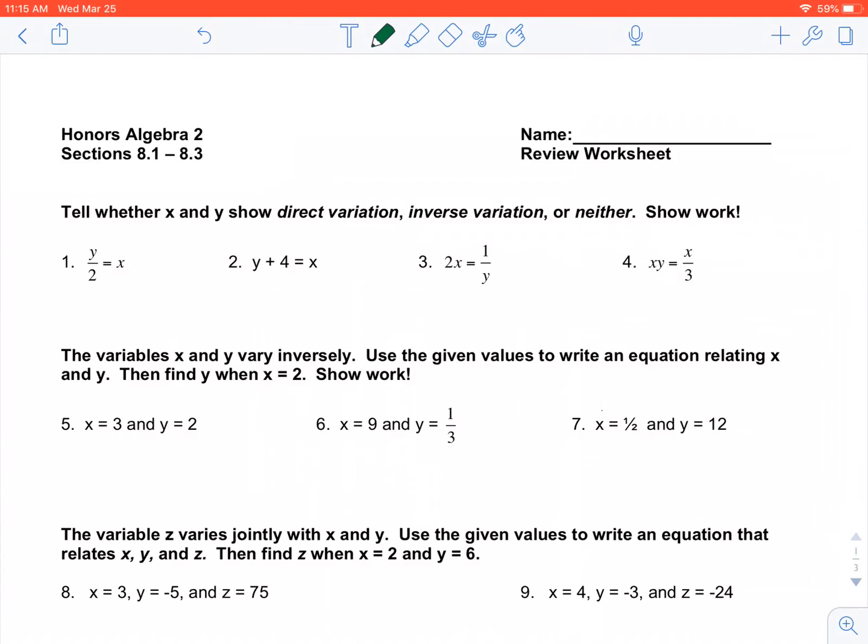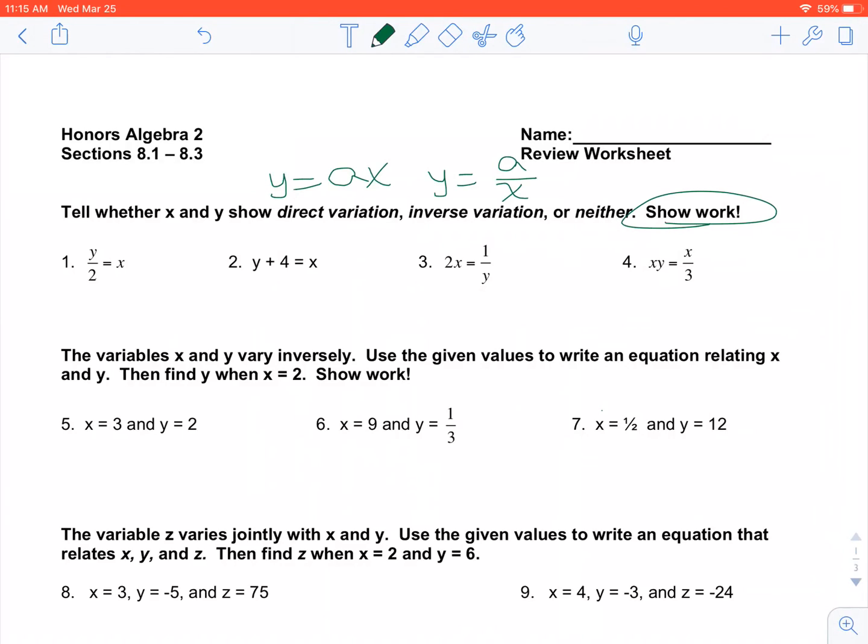So this is the review worksheet for 8.1 to 8.3, which is a good preparation for your quiz for 8.1 to 8.3. The first questions want you to decide if it's a direct variation, which is in the form y equals k times x, an inverse variation, which is the form y equals a over x, I think we used a, I think k is in my other class, or if it's neither, meaning it's something totally else. You need to show some type of work.